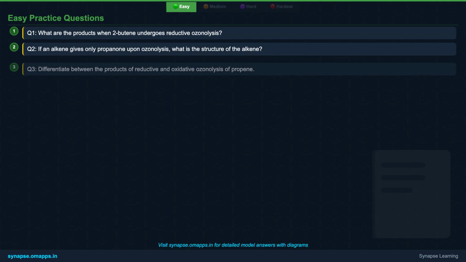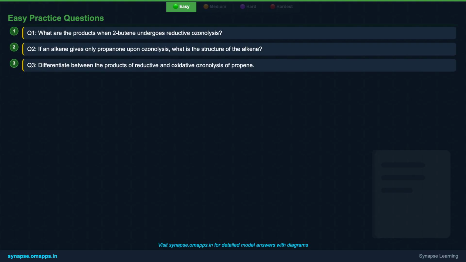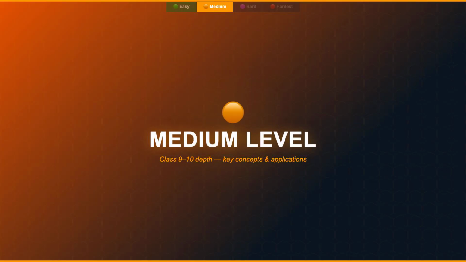Now that you have a basic understanding of ozonolysis, let's test your knowledge with these three practice questions. Try to identify the products or understand the reaction scope based on what we've just learned. Take your time to think about the double bond cleavage and the role of the workup reagents. Good luck! Ready to go deeper?